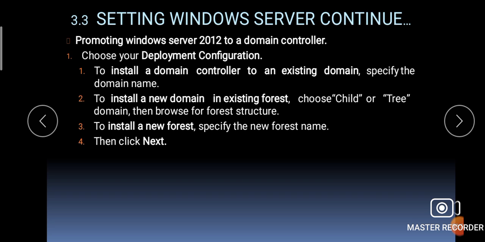Next, promoting Windows Server 2012 to a domain controller. This is a continuation of our topic on setting up Windows Server. So the second step is promoting Windows Server 2012 to a domain controller. First of all, choose your deployment configuration. Then, to install a domain controller in an existing domain, specify the domain name. To install a new domain in an existing forest, choose child or tree domain, then browse for the forest structure. To install a new forest, specify the new forest name and then click Next.